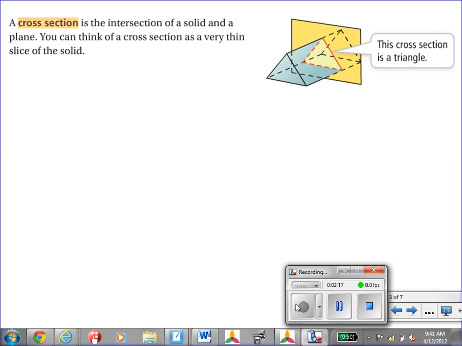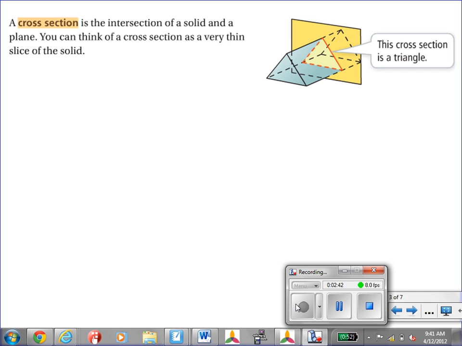Okay, now, a cross section. A cross section is the intersection of a solid and a plane. Okay, like they use cross sections a lot in the medical field when they cut hearts open or brains and stuff. So a cross section is the intersection of a solid and a plane, and you can think of a cross section as a very thin slice of the solid.